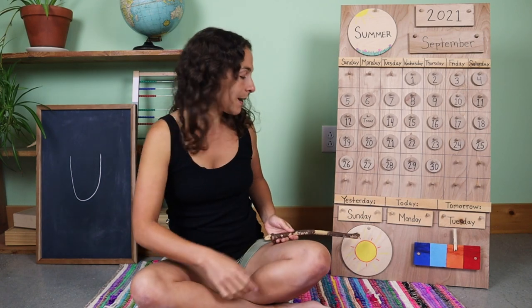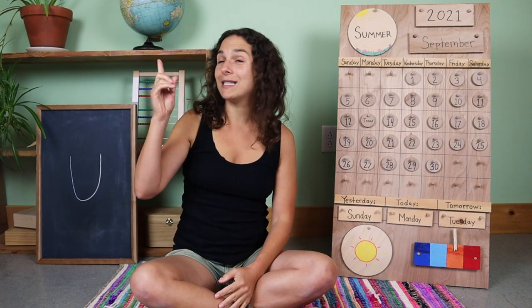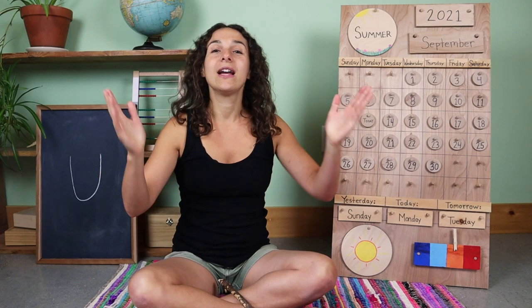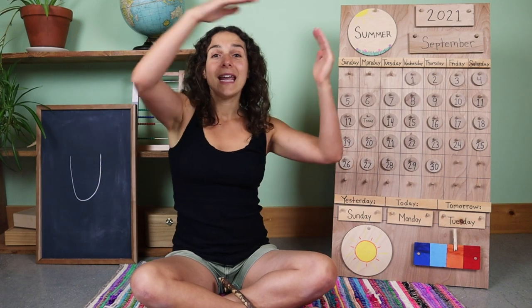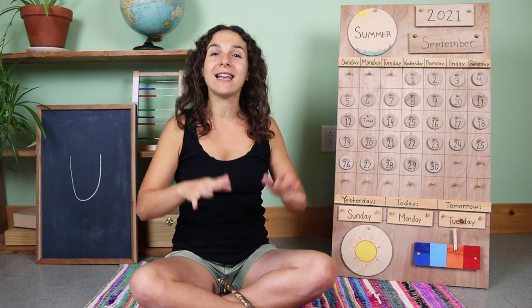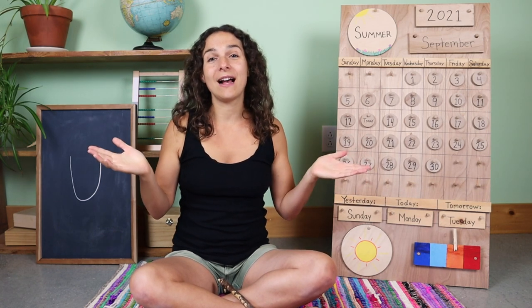Let's go down to the bottom of the chart and sing the weather song together. Then we can talk about what we see outside of the window. What's the weather? What's the weather? Can you tell? Can you tell? Is the sun shining? Is the rain falling? Can you tell? Can you tell?